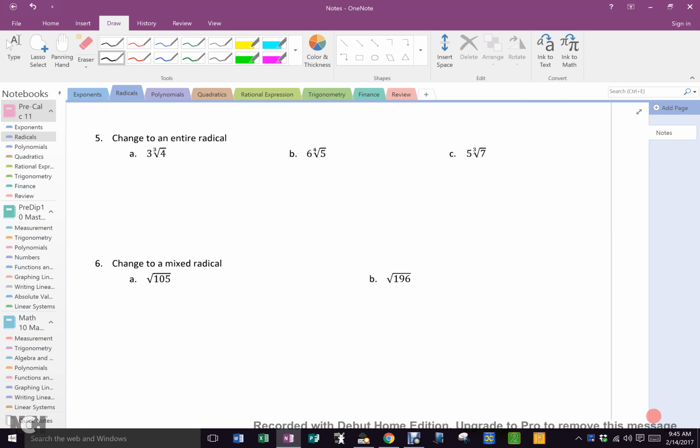31. Change to an entire radical. Cube root 108. Fourth root 6,480. Just like he said. Cube root 700,875.